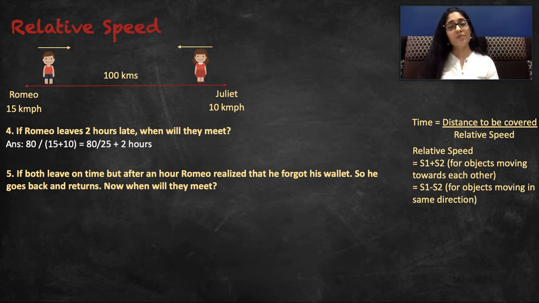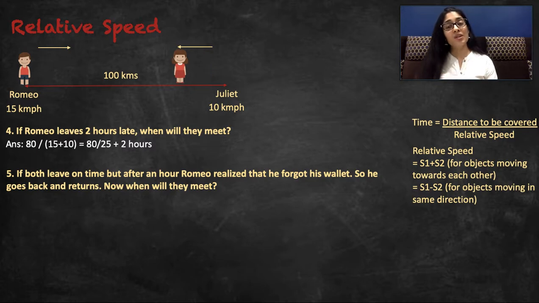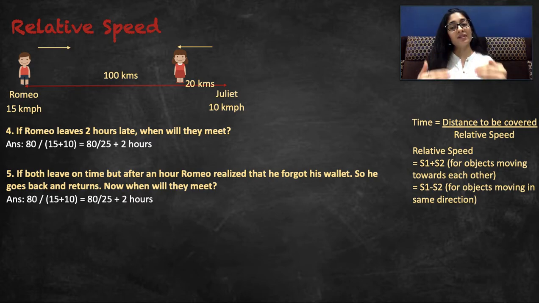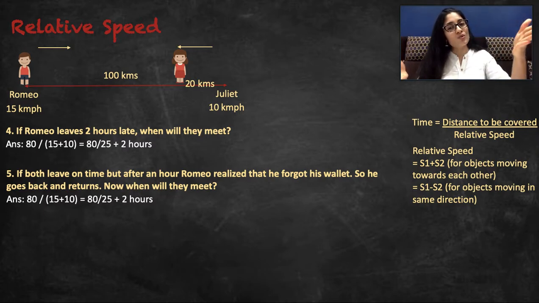In the first hour, both of them are going to travel. But after 1 hour, Romeo realizes that he forgot his wallet, so he goes back home. But Juliet has still traveled in her own direction. So now at the end of 2 hours, the situation is Juliet has traveled 20 kilometers and Romeo is still at his place. Now both of them are again going to start traveling towards each other. So it is nothing but same as the previous case, 80 upon 25 for this remaining distance plus 2 hours you can consider for Juliet who has traveled alone to cover those 20.